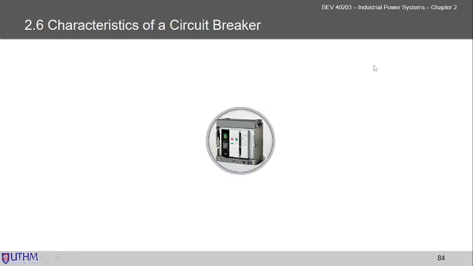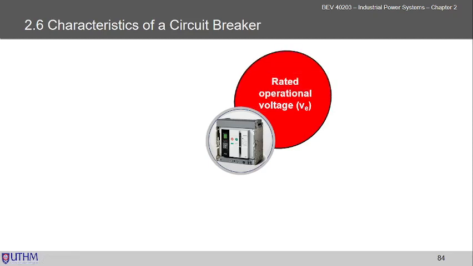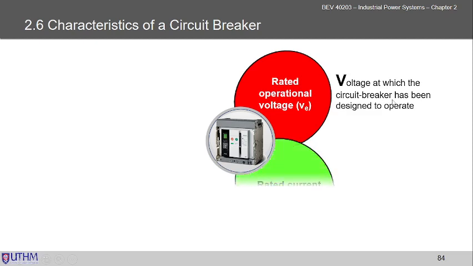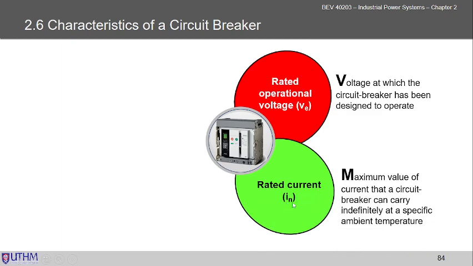Look at the properties of the circuit breaker. When you buy a circuit breaker, it has a rated operational voltage, or VE here. This is the voltage of the circuit breaker operation. Another one is the rated current. These two are for the healthy condition, and these are the ratings of our circuit breaker. The rated current is normally written as IM, the maximum value of current.